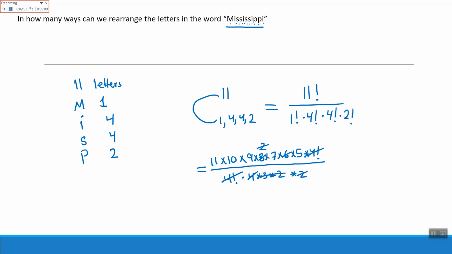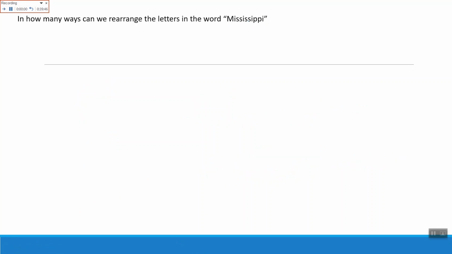3,150 times 11 is 34,650. So it's going to be 34,650. So you can actually have this one in the choices, or maybe this one. They're all right. And whenever the question is about rearranging the letters of a word, and in this word you have repeated letters, this is the only way you do it.